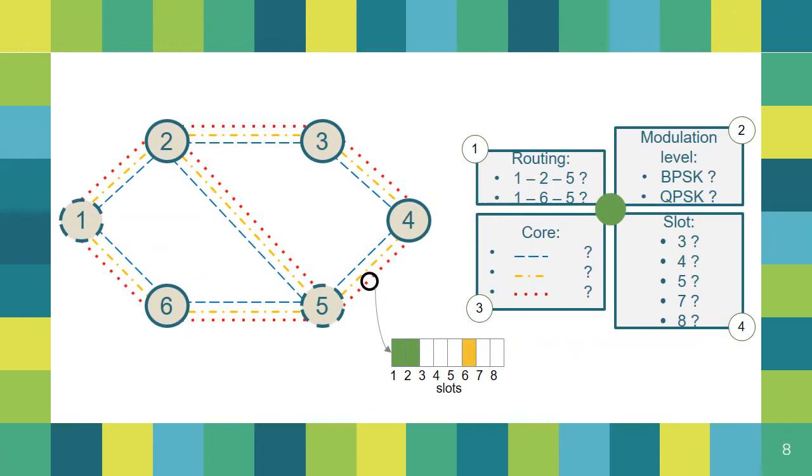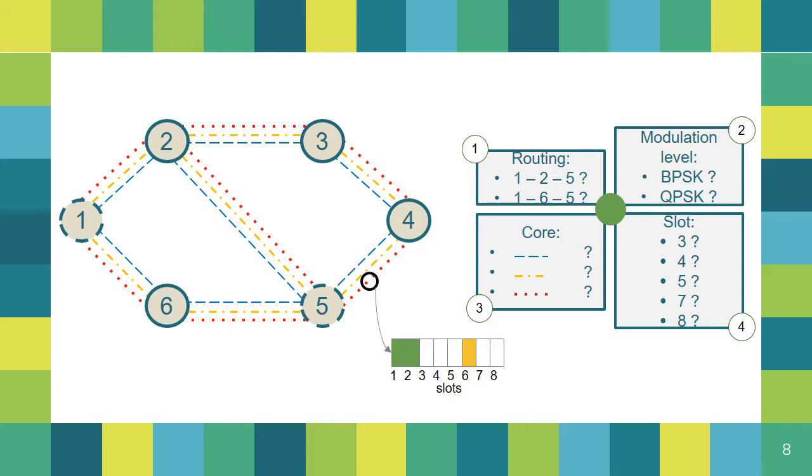In this figure, we show some example of the RMSCA problem. The first step to solve the problem is the routing problem. So we need to find the best route for the new circuit. And in this figure, if we want to establish a circuit between nodes 1 and 5, we have two shortest path options, which are 1, 2, 5 and 1, 6, 5. After the route selection, we can proceed to the next step, which is the modulation selection.